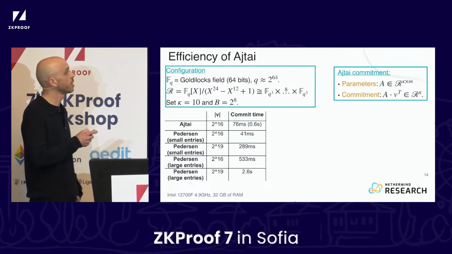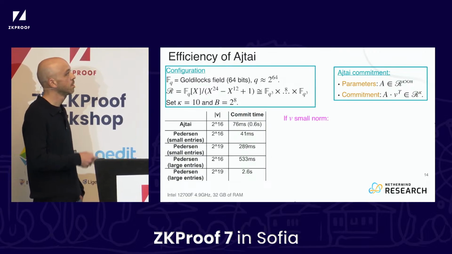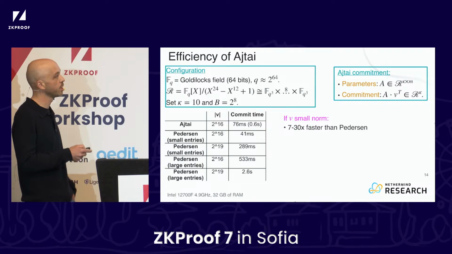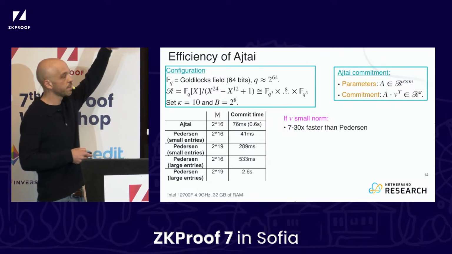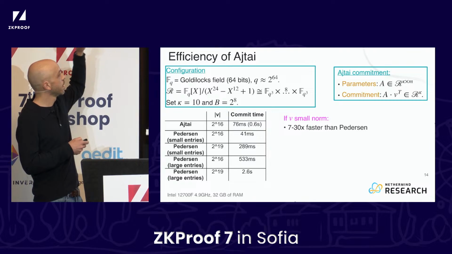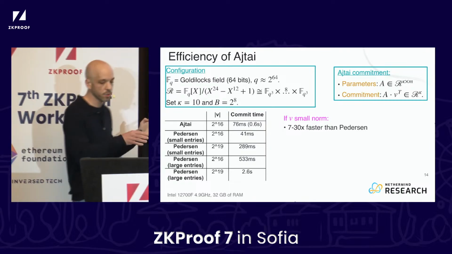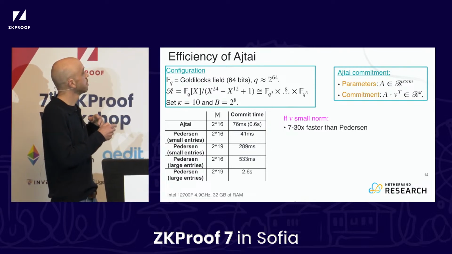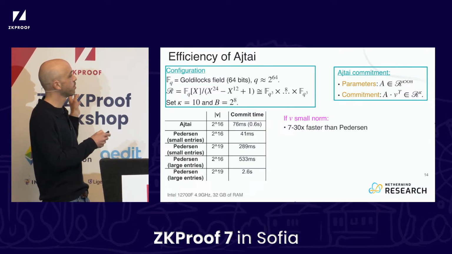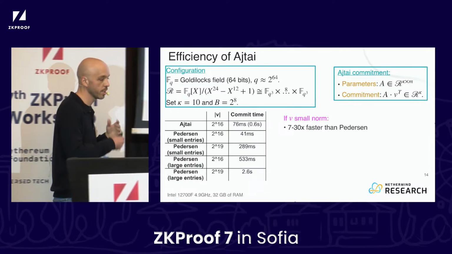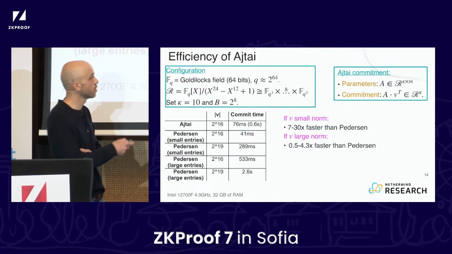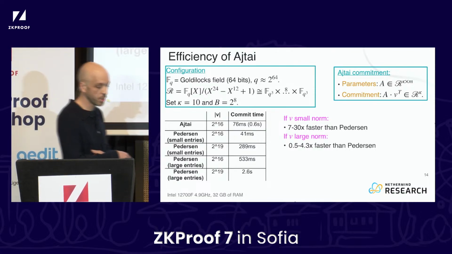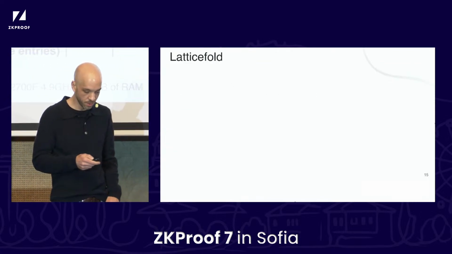So again, I'm comparing 2 to the 16 to 2 to the 19. If the vector has small norm, it's between 7 to 30 times faster than Pedersen. So here there's a big difference. The Pedersen cost is very dependent on whether your vector has small entries or large entries. The difference between committing to a vector with small entries and a vector with large entries with Pedersen is about 10x. If the vector has large norm, then it's either 2 times slower than Pedersen or 4.3 times faster than Pedersen.